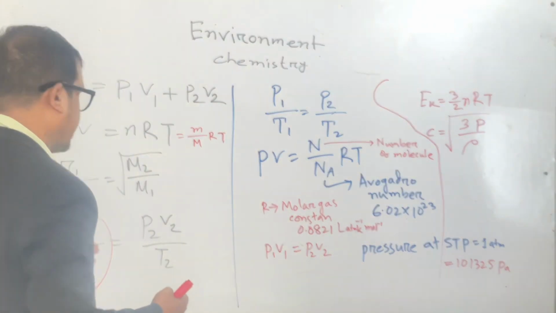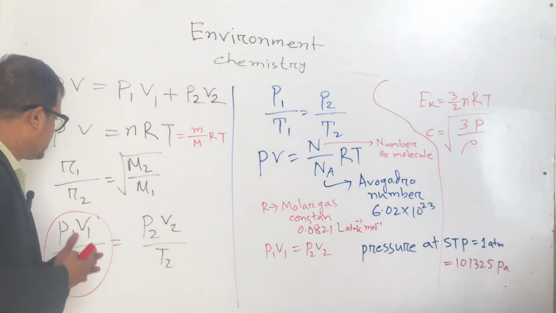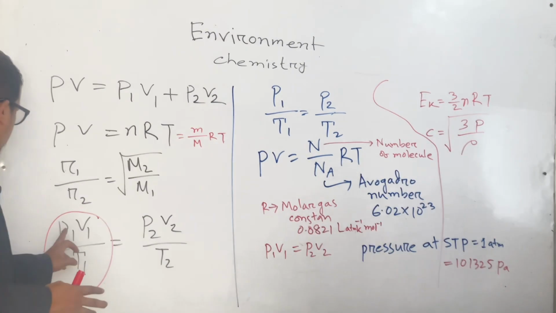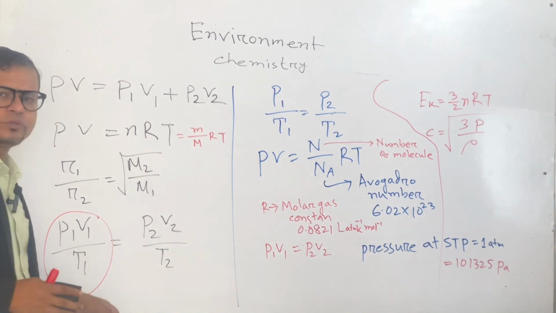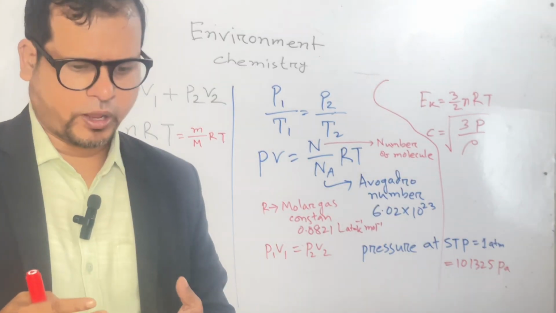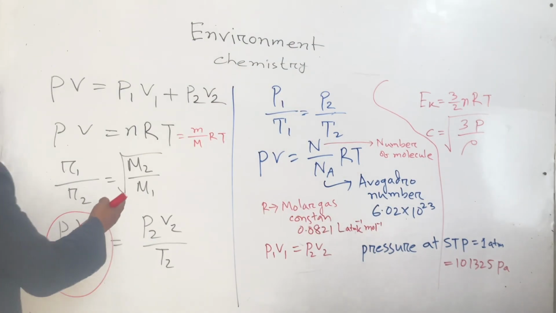Again, I said P1V1 over T1 equal to P2V2 over T2. If you get the values T2, P2, V2, P1, V1, then you can find T1. Actually, for finding the unknown value, we have to know the other quantities' values.